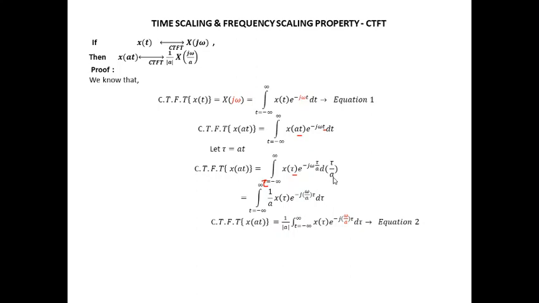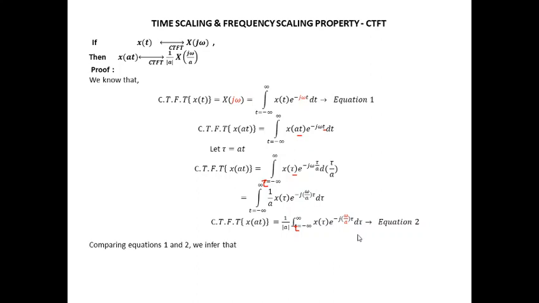So now you can write the equation CTFT equal to, here we are taking it as modulus of a, taking into account that a can be a real number or a complex number also. So even if it's a complex number, we need to take the magnitude part. That is why we are giving 1 by modulus of a integration, and the variable of integration here should be tau, minus infinity to infinity x of tau e power minus j omega by a tau d tau. So this is equation number 2.